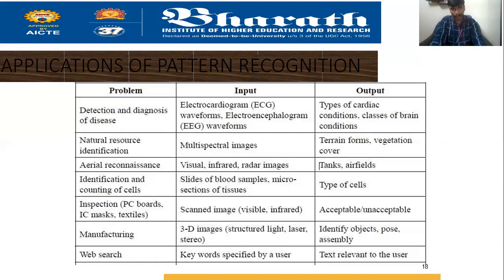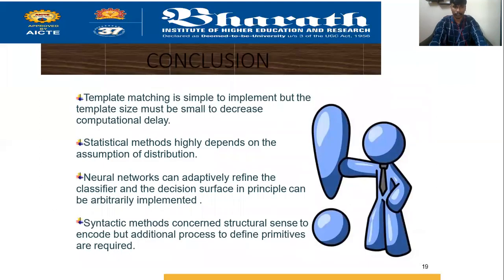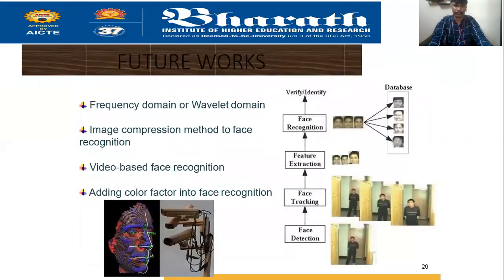So these are the applications where pattern recognition is widely used, for the problems, inputs and outputs that are determined by pattern recognition. So, conclusion: using template matching, statistical methods, neural networks, which is known as ANN, artificial neural network, and syntactic methods, identification and detection processing is done without any error. This is known as the conclusion of the application of pattern recognition systems.